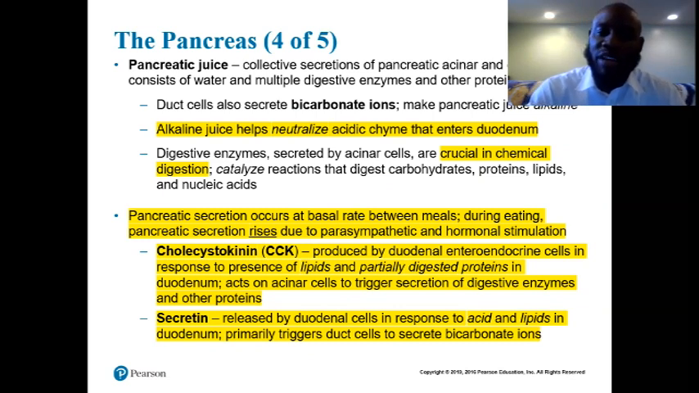Pancreatic secretion occurs at a basal rate between meals. So even when you're not eating, you have some pancreatic juice secretion. But during eating, it rises due to parasympathetic and hormonal stimulation. Which makes sense. As I eat, I need more pancreatic juice to help digest the carbohydrates, proteins, lipids, and nucleic acids that I'm eating. You're going to see this CCK. We're going to mention this a couple times.